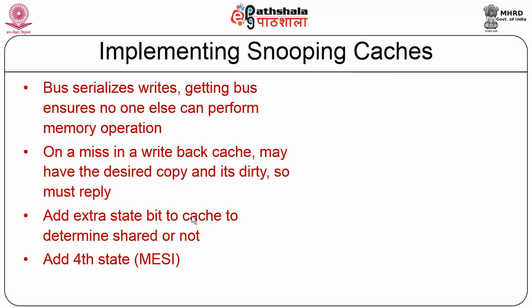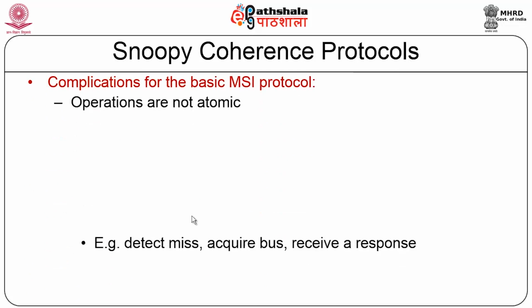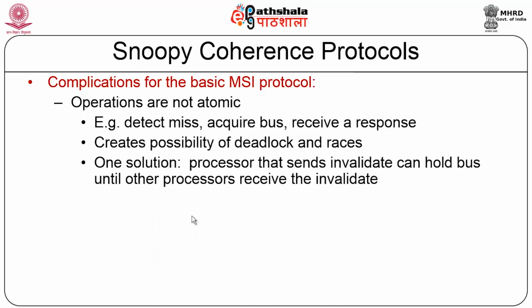Can we add other states to the MSI protocol so that you are able to bring in some optimizations to the cache coherence protocol? One possibility is adding a fourth state, which gives the MESI protocol. Why do we have to add a fourth state? It is basically summing up the complications associated with your basic MSI protocol. Operations are not atomic, though we know that they will have to be done in an atomic fashion.